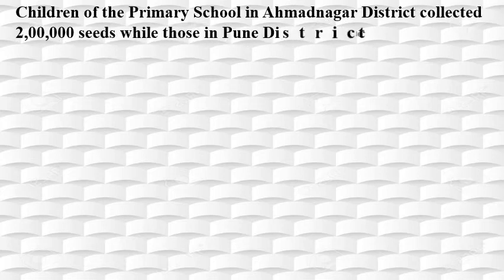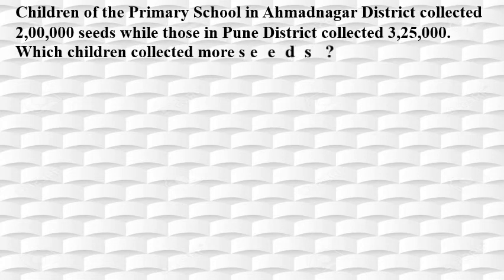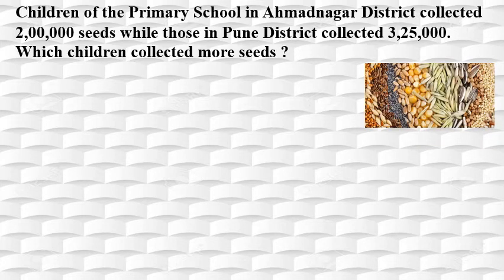Yes, students, we will now solve the word problem. Okay. First we will read the problem, then we will understand, then we will solve the problem. Now, children of the primary school in Ahmednagar district collected 2 lakh seeds while those in Pune district collected 3,25,000 seeds. Which children collected more seeds? Yes, see this, these are called seeds. Okay, again we will read and understand the question.